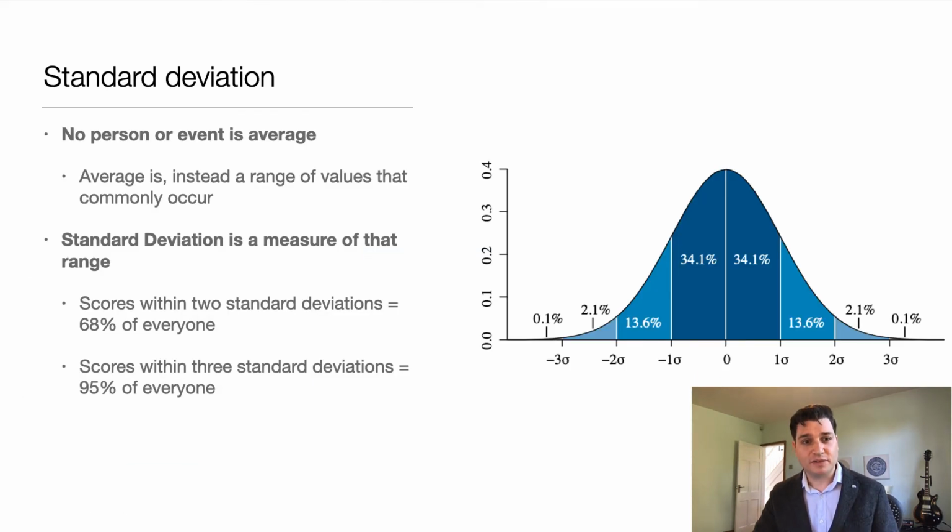Standard deviation is the next topic we want to talk about. Now, as I said before, no person is average, no event is average. But what we have is a range of scores that are very common. So a standard deviation is a measure of that range. Now, one standard deviation describes the range above or below the average.